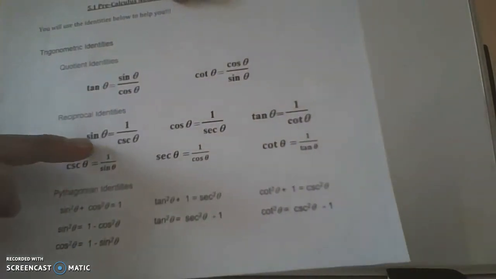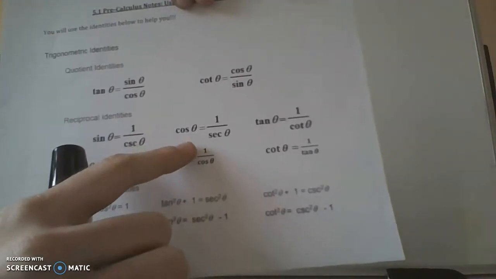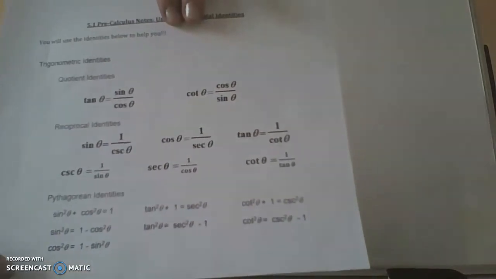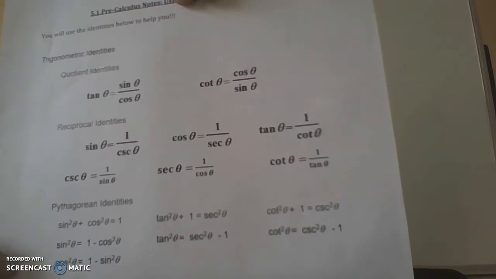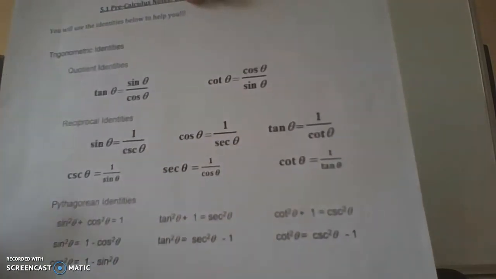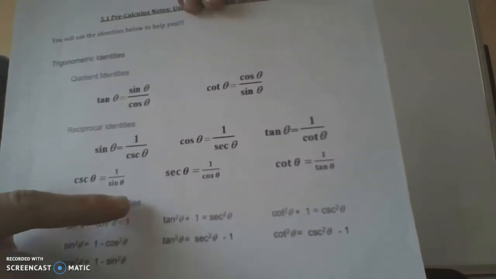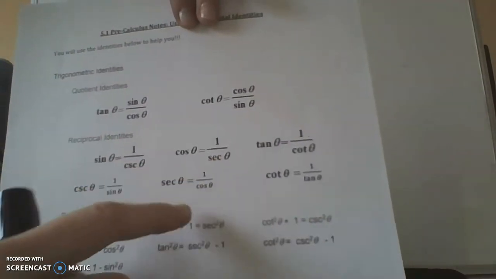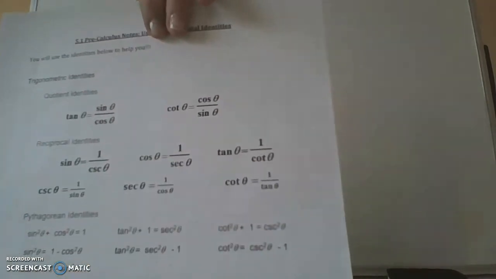If you look, it says sine of theta is 1 over cosecant. You know cosine of theta is 1 over secant. And you know that tangent of theta is 1 over cotangent. So these are some identities that you already know and that we're going to use. Under that, it makes sense that if sine and cosecant are reciprocals, that if sine is 1 over cosecant, then cosecant is just 1 over sine. If cosine is 1 over secant, then secant is 1 over cosine. And then same thing with tangent and cotangent.